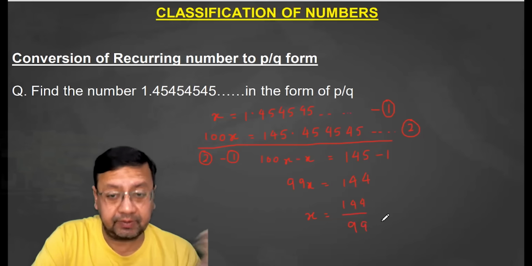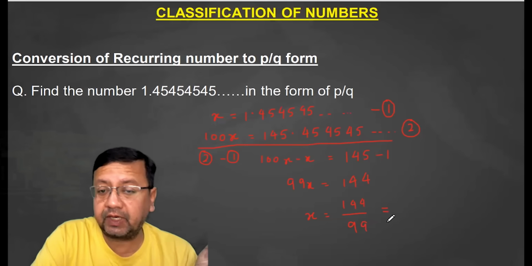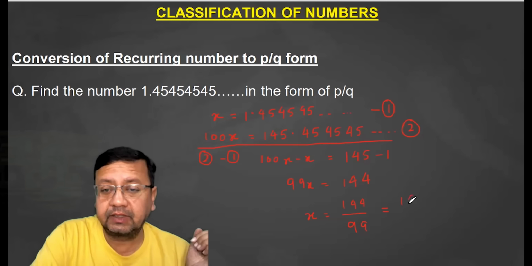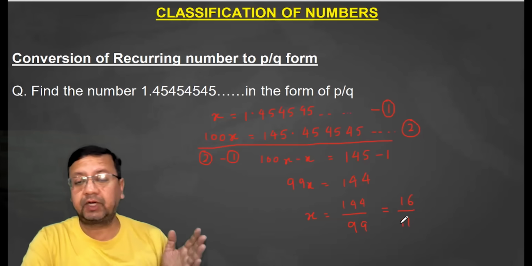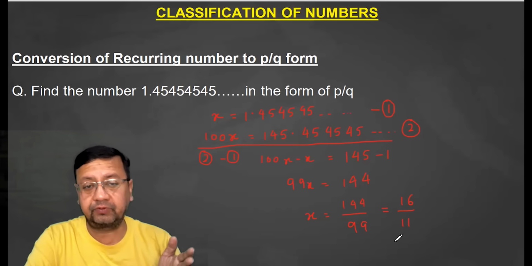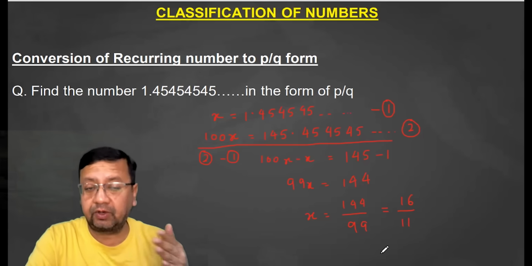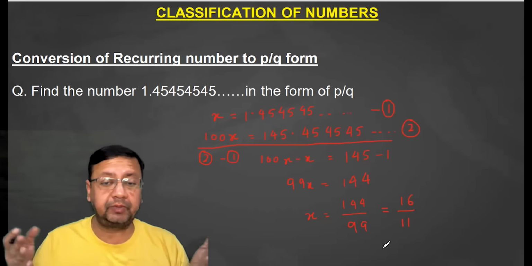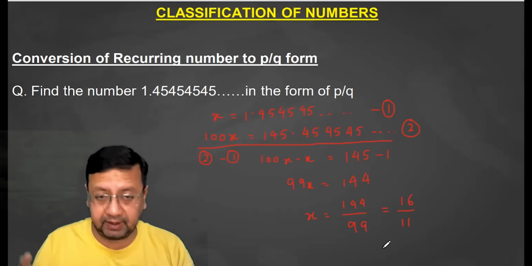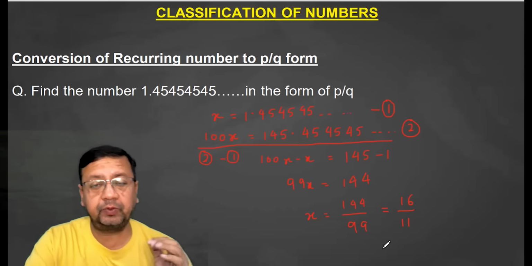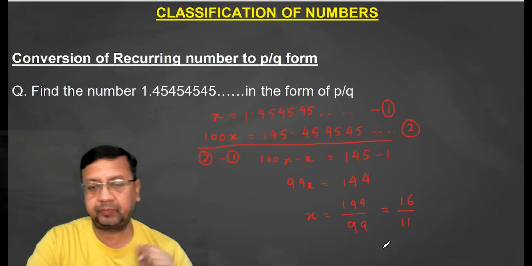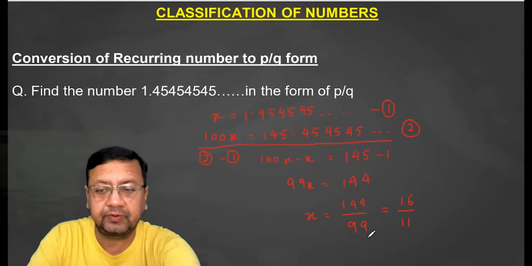Right? So simplify this. When you simplify, taking 9 as a common factor out, you can say this is 16 by 11. Right? So 1.454545, which is a non-terminating but repeating number, can be written in p by q form as 16 by 11. Right. So this is the way we convert a rational number of one type to the other type. Okay. Right. Now moving further.